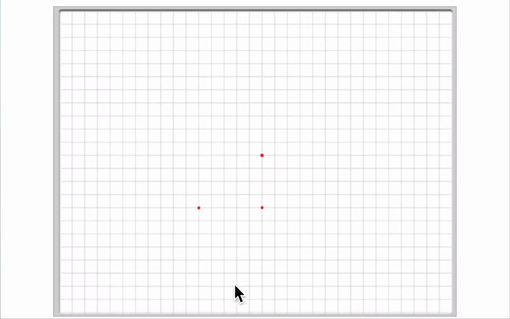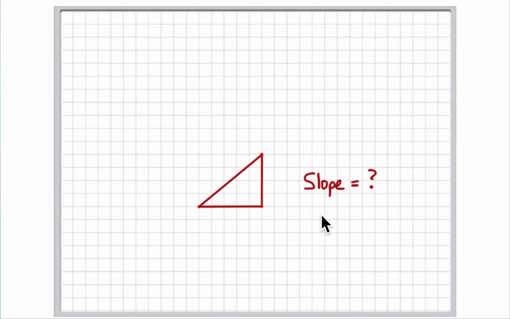So get a sheet of grid paper or use Doceri and import or make the background this graph paper and draw right triangles. I'm just going to use 3 points here, the 3 vertices of the angles, connect them, and right away, just drawing this right triangle, I can tell you what the slope is, and you can tell me what the slope is. It's the vertical distance, which is 1, 2, 3, 4. It's that ratio to the horizontal distance, which is 1, 2, 3, 4, 5.